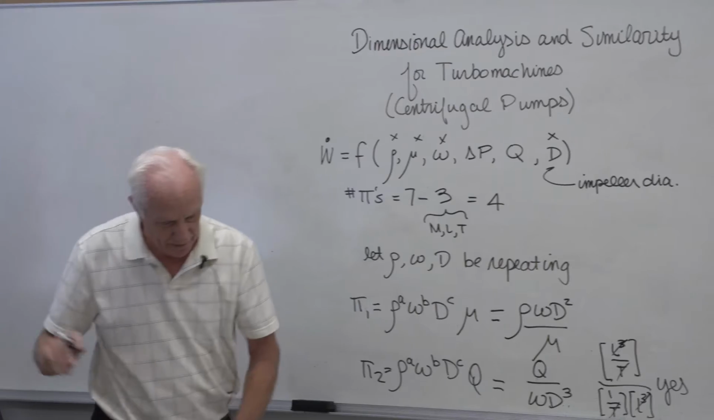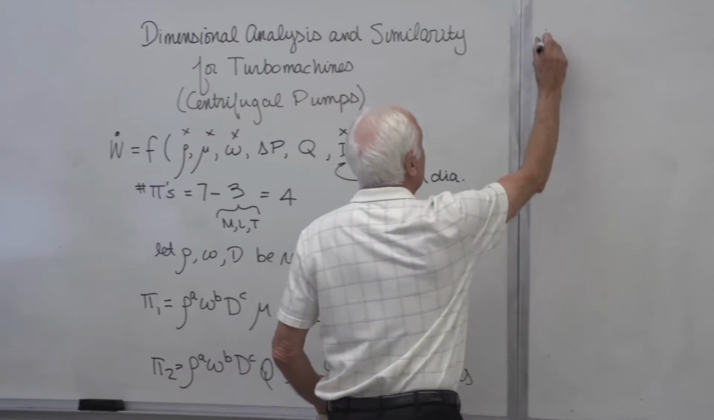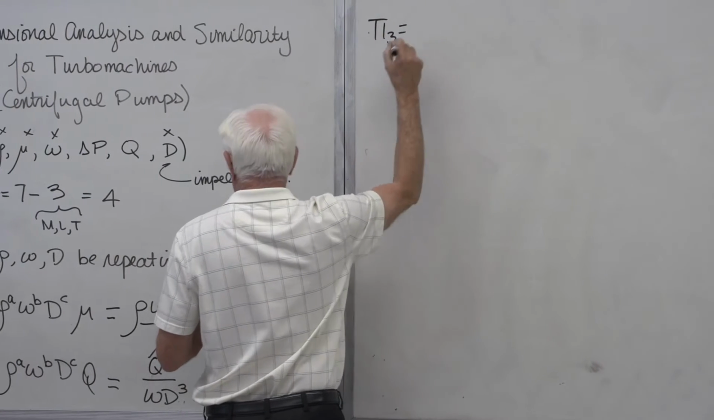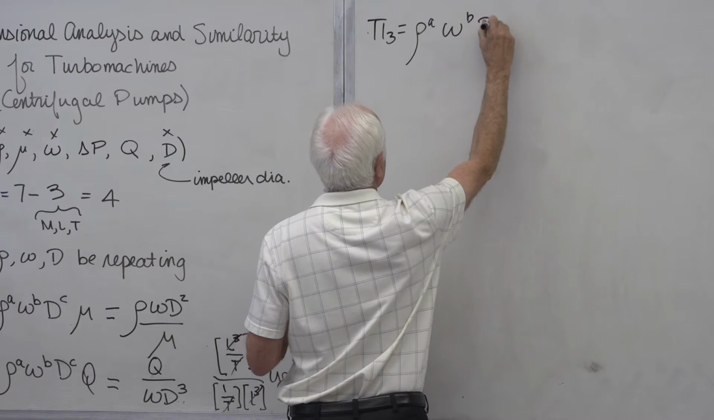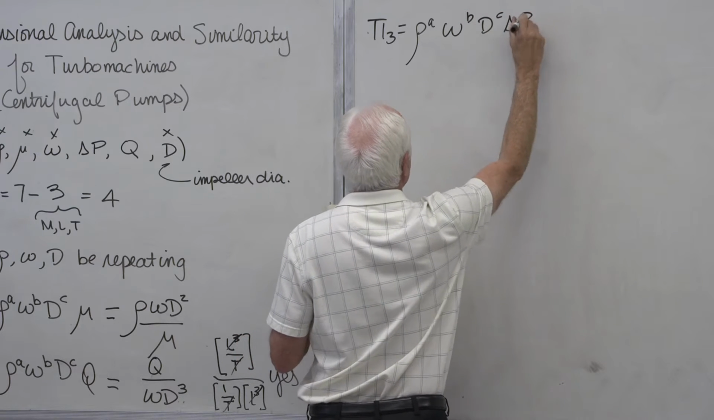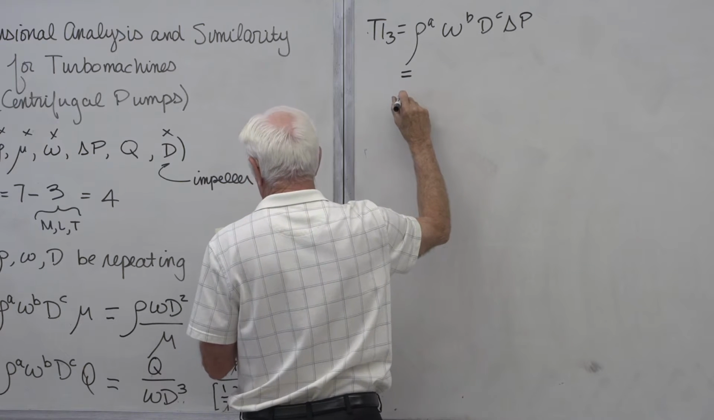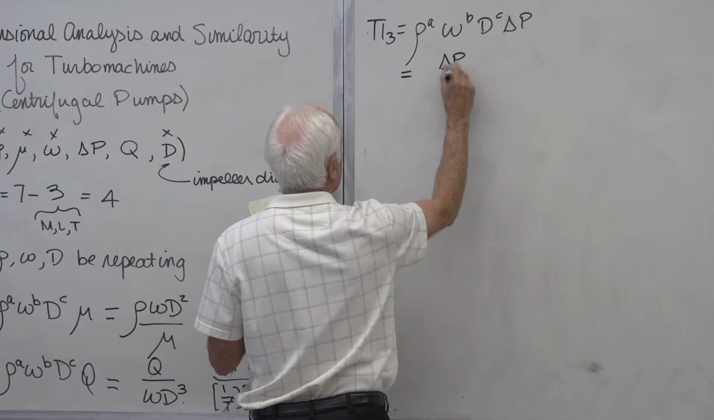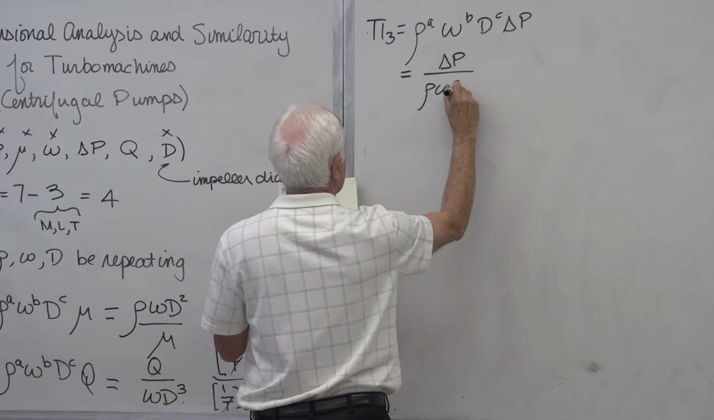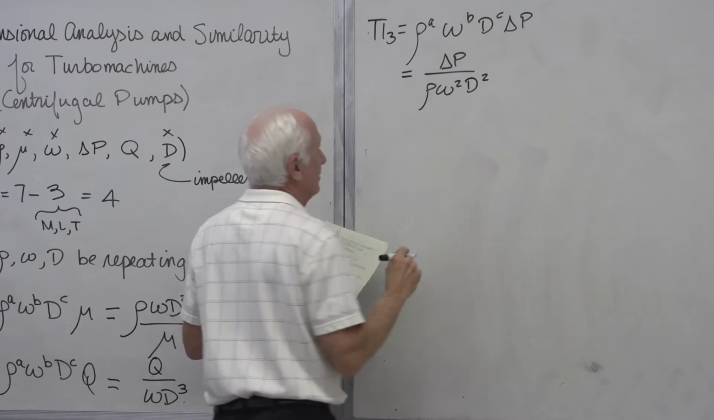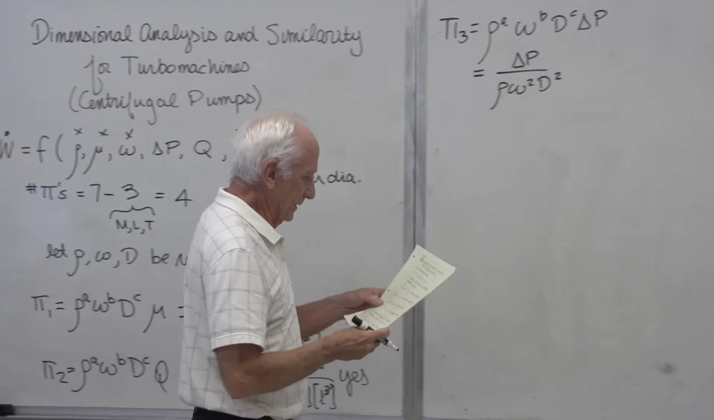Let's go on to our third one. We didn't use delta P yet. So pi 3 is equal to rho to the A, omega to the B, D to the C, times delta P. We go through the same situation we did before, and we find out that it's delta P over rho omega squared D squared. Check that guy. You'll see it's dimensionless.